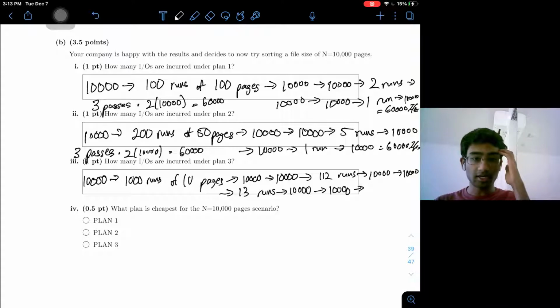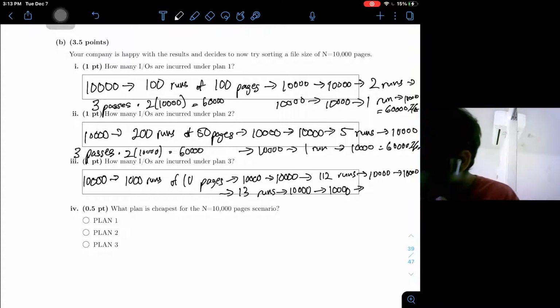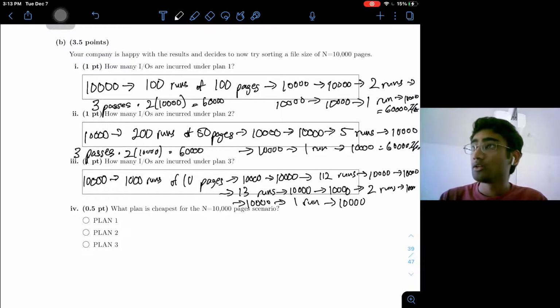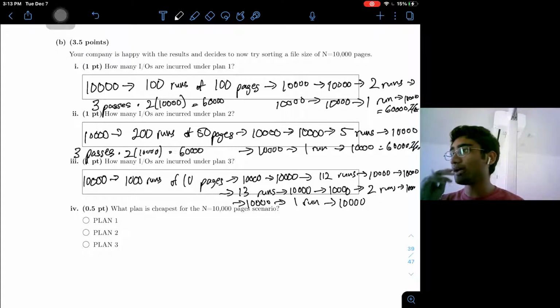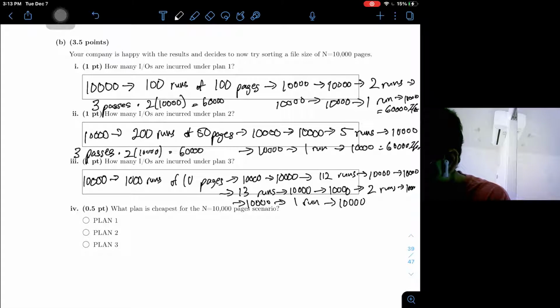Again, we can only merge 9 runs at a time, so we're going to end up with 2 runs now. And then we're going to write those to disk, and then read them back in. And then now we can just merge that into 1 run, and write that back to disk. So the IO cost here is much heavier. And if we add this up, we have 10,000, 20,000, 30,000, 40,000, 50,000, 60,000, 70,000, 80,000, 90,000, 100,000 IOs.